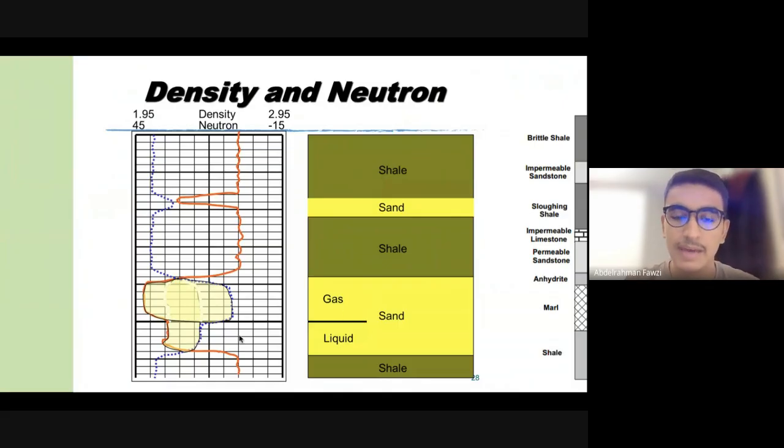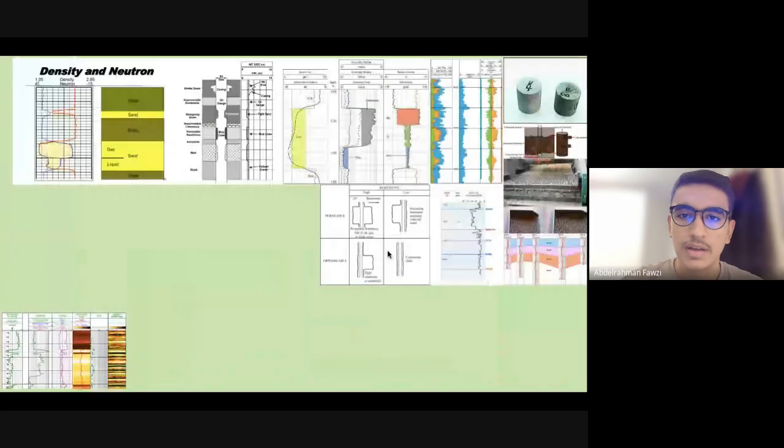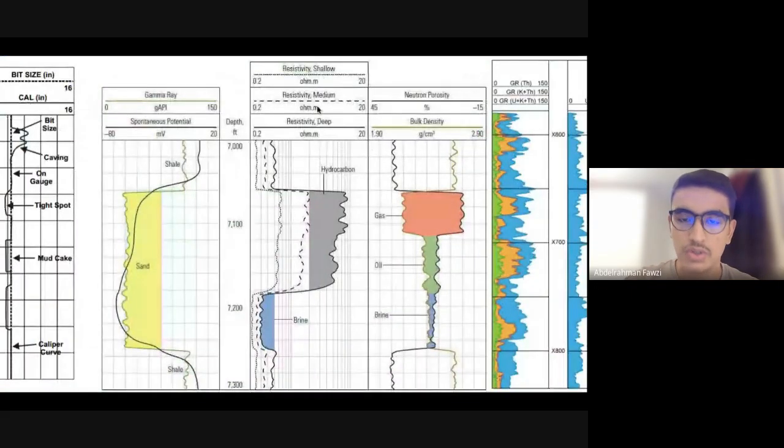And then we have a region where there's gas. If you have gas, the neutron will show us that we have a huge cavity, right? That makes sense because gas is not as dense as any other liquid. If we have liquid, it will show us that we have a lower cavity, and then we have shale again. And to make sure that our readings make sense, we're also going to read the resistivity logs. Okay, there's hydrocarbon here. That's basically the gas, as we've been saying, for example.